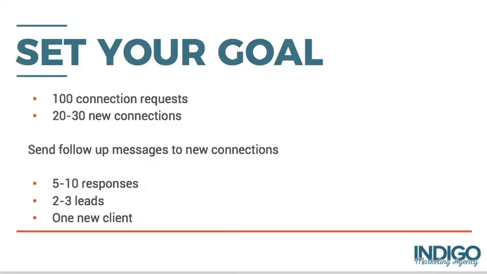And here's some ideas of the metrics that you can expect. So if you send 100 connection requests, like I said, you can expect 20 to 30 new connections. And this is great because these people remain your connections over time. So you're growing your network and they'll see everything that you post in the future. So even if they don't take action with you now, they may take action with you at some time in the future. And then you send the follow-up messages to all 20 or 30 connections.